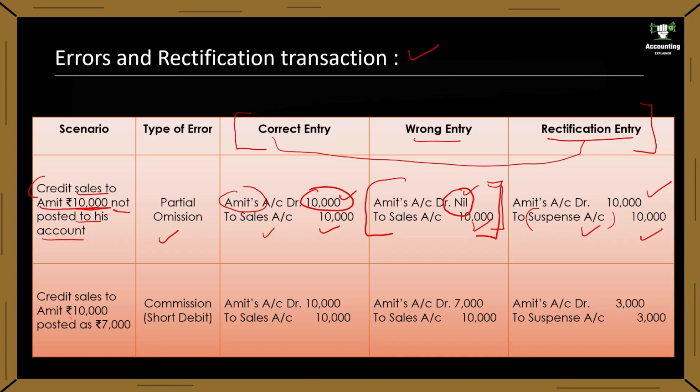Next, credit sales of 10,000 posted as 7,000. This is a short debit. Amit account debit 10,000 to sales account is the correct entry that you have to pass. But you have passed it as 7,000 to Amit's account. Amit account debit 7,000 to sales account 10,000. Again, there is a short debit of 3,000. Again, debit and credit amounts are not equal in the wrong entry. So you have to open the suspense account and you have to increase the debit by 3,000. Increase the debit means increase Amit's account by 3,000. Amit account debit 3,000 to suspense account 3,000. Okay, this is the rectification entry which you are going to pass.